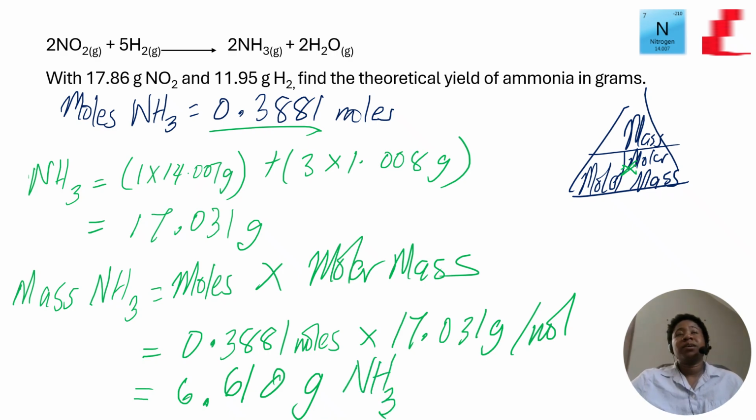And that's how we calculate the theoretical yield of ammonia in grams by way of calculating the limiting reagent initially.